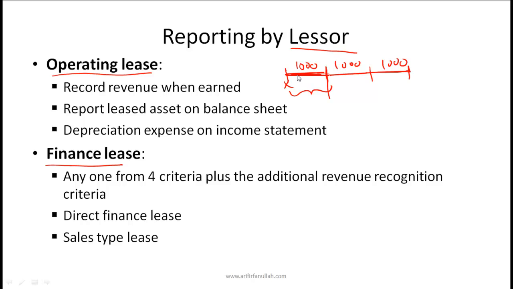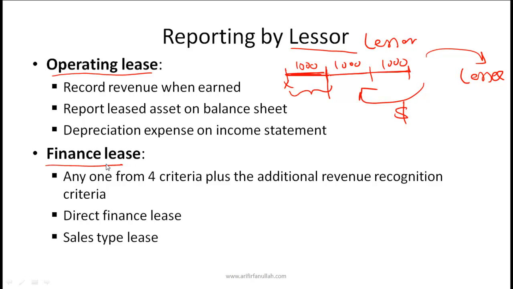This means that even though the asset is not being used by the lessor, the asset has been given for or rented to the lessee. So the lessee is using the asset, but the asset will remain on the books of the lessor. Essentially this is a rental, and the money coming in is rental revenue. And obviously the expense is basically the depreciation expense. So every year the appropriate depreciation expense shows up on the income statement of the lessor. So the accounting treatment is quite simple.